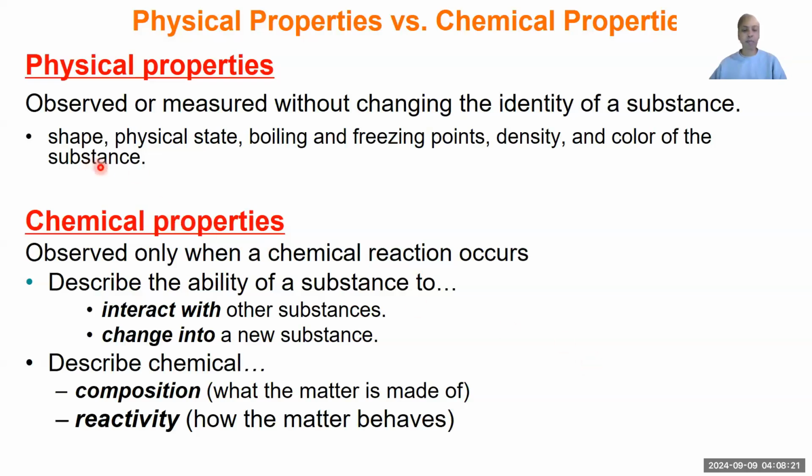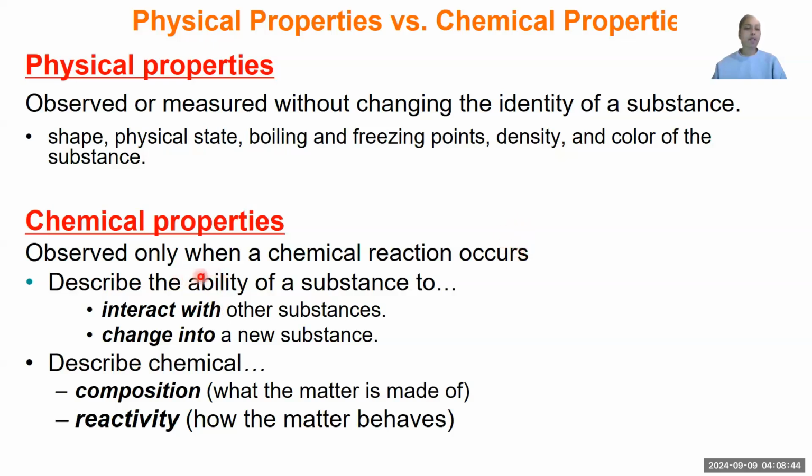So physical properties are observed without changing the identity of a substance. So for example, shape, physical state, boiling and freezing points. Remember, I told you that when a substance goes from a solid to a liquid to a gas, it's all the same compound, or it's all the same substance, but it's a physical change. So those are physical properties. Density, the color of a substance, those are all physical.